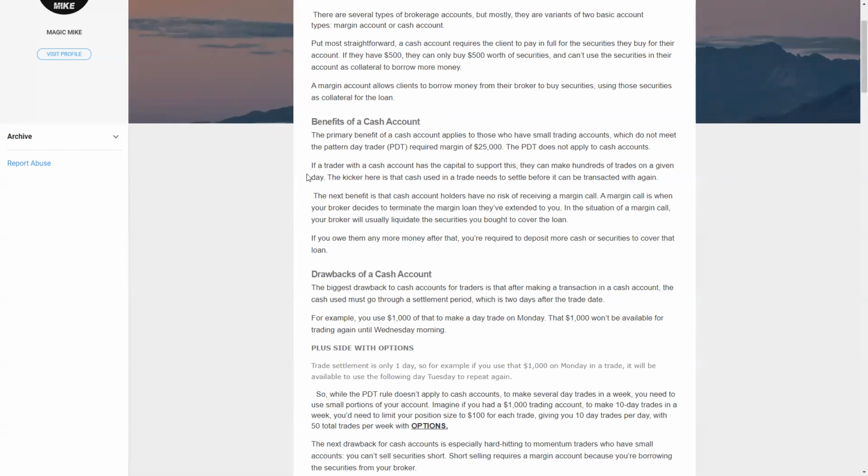Now, if a trader with a cash account has the capital to support this, they can make hundreds of trades on a given day. The kicker here is that cash used in a trade needs to settle before it can be transacted with again, okay? Now, I'll break this down a little bit for you and give you some examples.